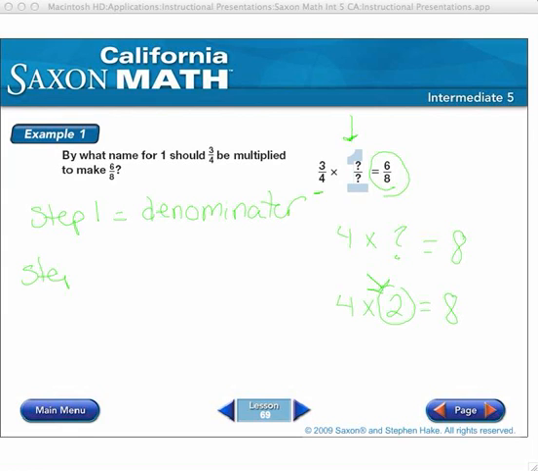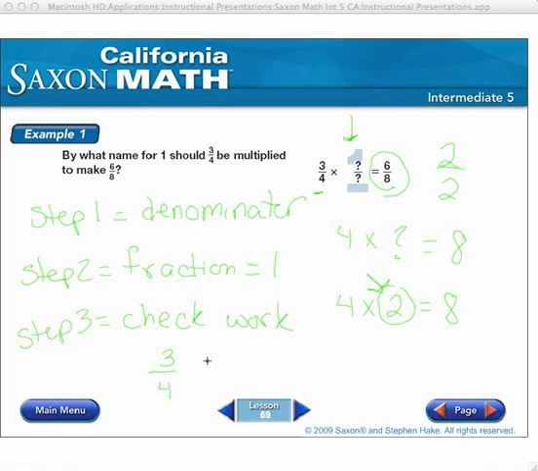Step 2, come up with my fraction equal to 1. Well, if 2 is my denominator, then 2 must be my numerator. 2/2 is equivalent to 1. Okay? So here's my fraction, and then step 3 is going to be to check my work. So 3/4 times 2/2, does that actually equal 6/8 like I want it to?